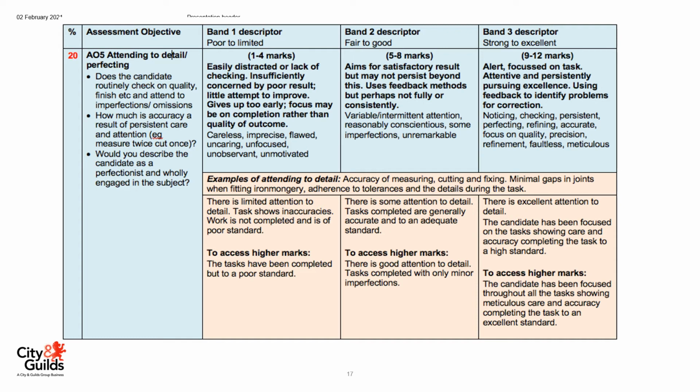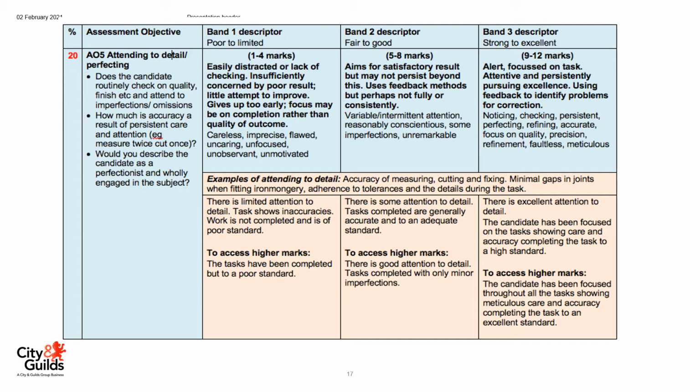There's good attention to detail and task complete with only minor imperfections would be a candidate who's at the top end of band 2. So bottom end of band 3, the candidate has got some excellent attention to detail, been focused and completed the task to a high standard. And at the top end of band 3, they've been focused, meticulous, with care and attention, double checking the work, measure twice, cut once, etc. and has completed the task to an excellent standard.